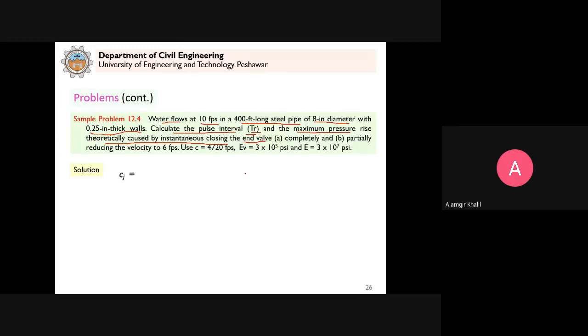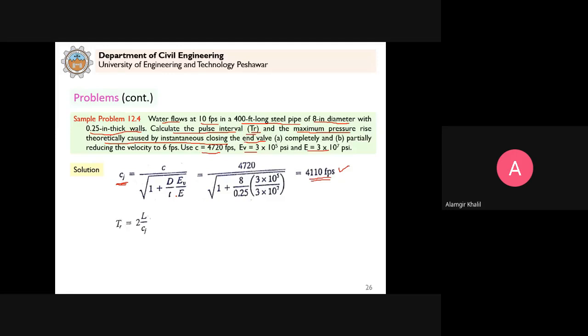So we calculate Cj, the joint celerity of pressure wave. C is given, EV and E are given. So we can easily put the values. This is now Cj, celerity of pressure waves, joint or combined. When J is written it means the combined, because here we treat the pipe and the fluid both as elastic. The return trip, round trip of the pressure wave, we already discussed. It is given by 2L by Cj. So you put the values.